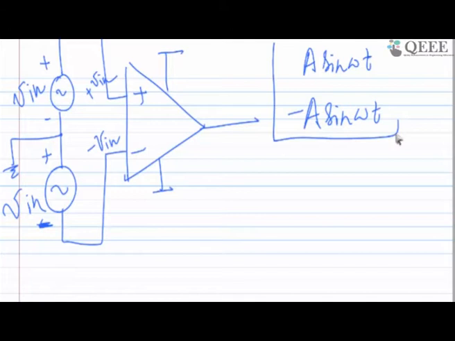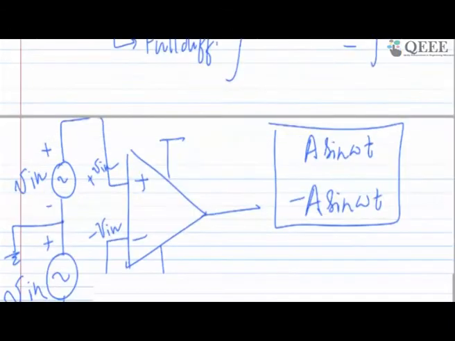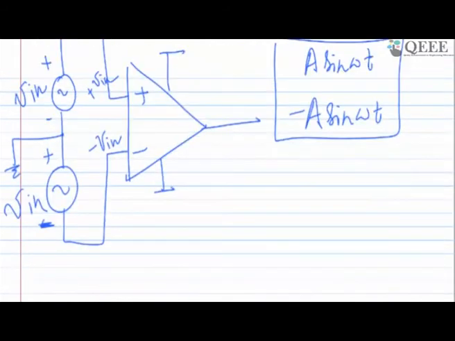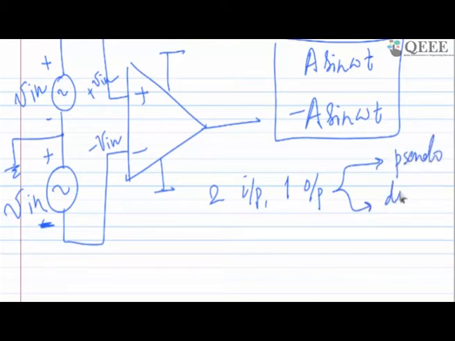So if we give this, then it comes under the class called differential, and it may be anything like pseudo differential, differential, and fully differential. So let's define those things. If you have two inputs and one output, then it may be pseudo differential or maybe differential. But if it has two inputs and two outputs, then it's called fully differential.